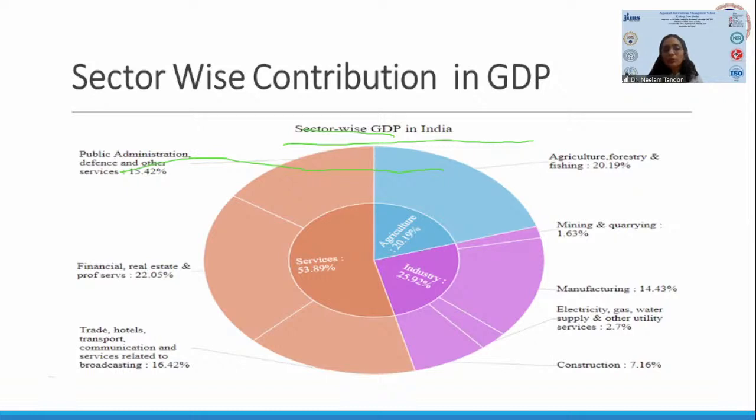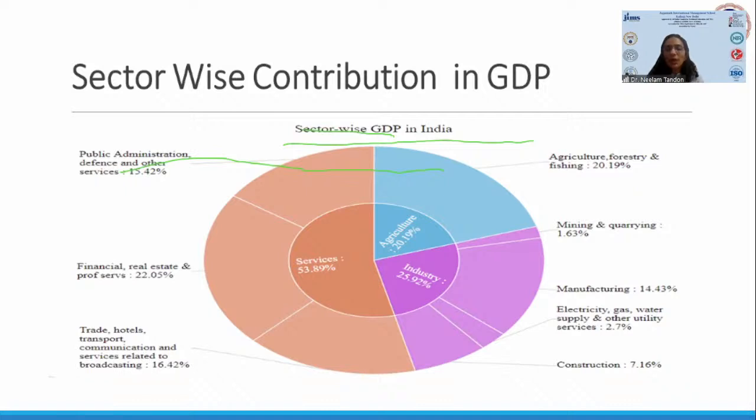So how did they come to this conclusion? They have got insight through this contribution of different sectors in the GDP. If you see, construction sector is 7.16%, trade and hospital sector is 16.42%. The sectors which are contributing less in GDP need to be empowered so that their contribution can increase. You can see here service sector is contributing 53.89%. Industries are contributing just 25.92%. So we are a service-driven economy. To make it an industry-driven economy, we need to work on the industrial sector and agriculture sector.